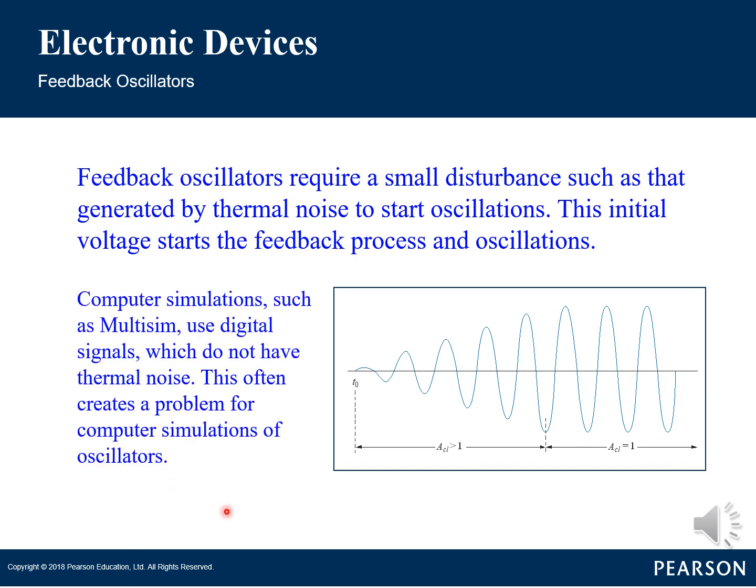For oscillation to begin, the voltage gain around the positive feedback loop must be greater than 1 so that the amplitude of the output can build up to a desired level. The gain must then be decreased to 1 to maintain the correct level of output without distortion. The voltage gain conditions for both starting and sustaining oscillation are illustrated in the following figure. In computer simulations such as Multisim, due to the usage of digital signals which do not have thermal noise, this often creates a problem when a computer tries to simulate oscillators. We will investigate this later when discussing the phase shift oscillator.